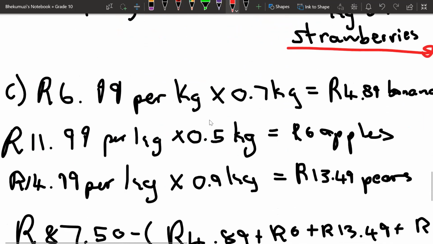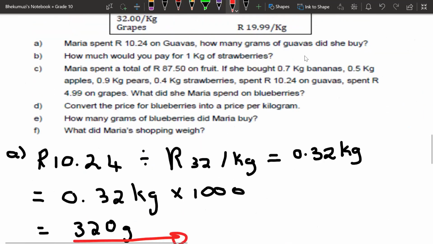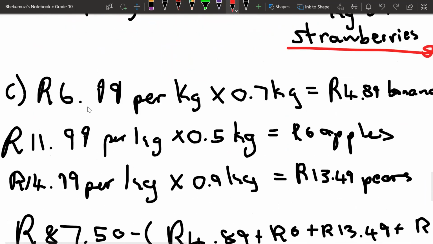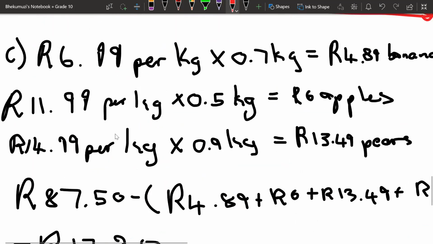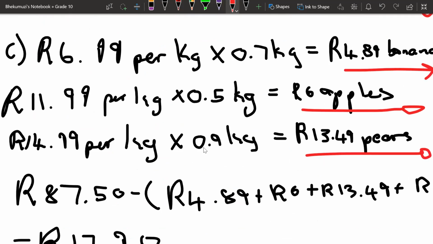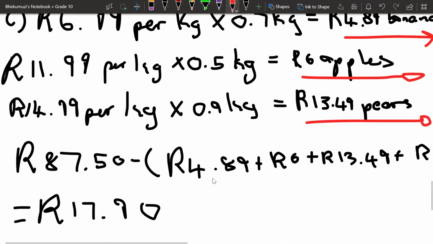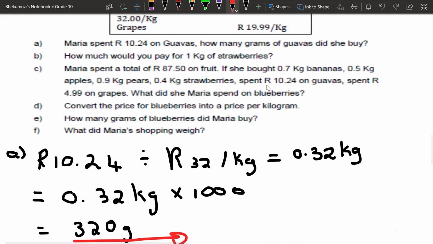So the first thing we need to do is convert all the information that we're given. Again, we are given 0.5 kilograms of bananas. So we multiply it with what we were told that 1 kilogram is. It's 6 Rand 99. And we'll do that for all of them, right? So we get that it's 4 Rand 89 cents for bananas, apples is 6 Rand, pears is 13 Rand 49. And then once we've gotten those results, remember, we are looking at money, right? So there's no real need to convert the 10 Rand 24 cents of guavas and the 4 Rand 99 of grapes into a particular number as well.